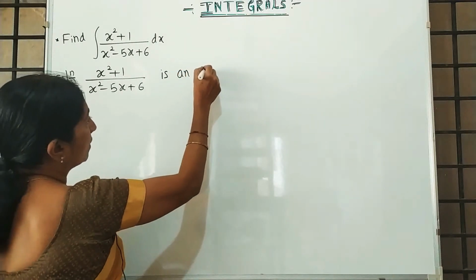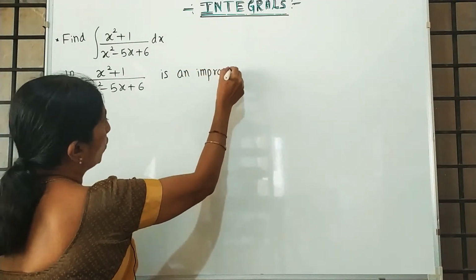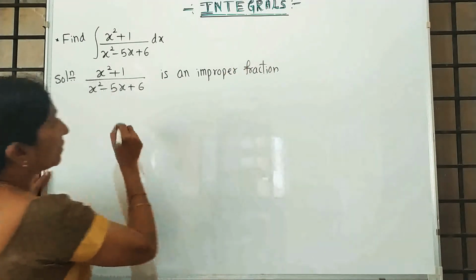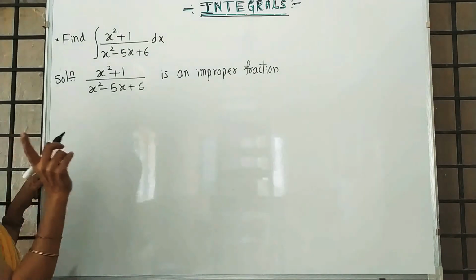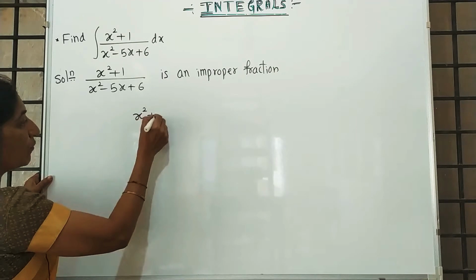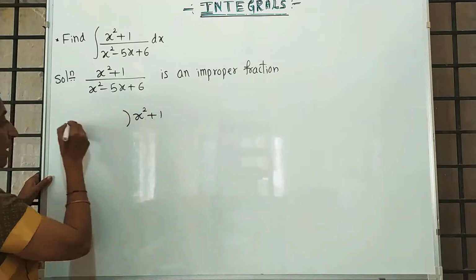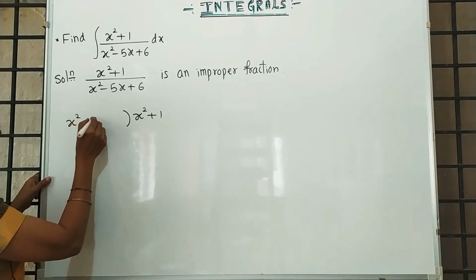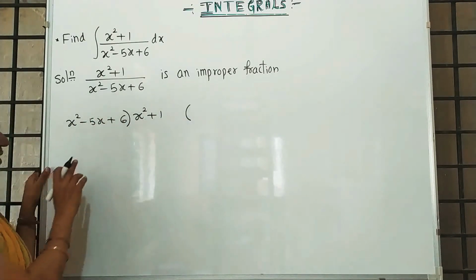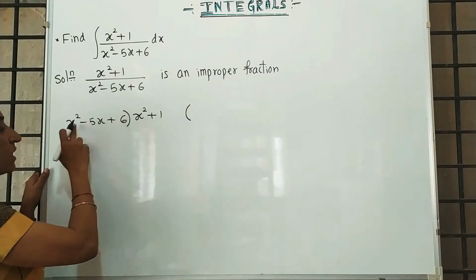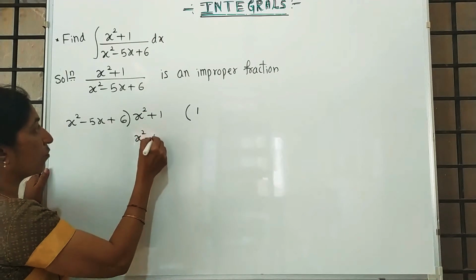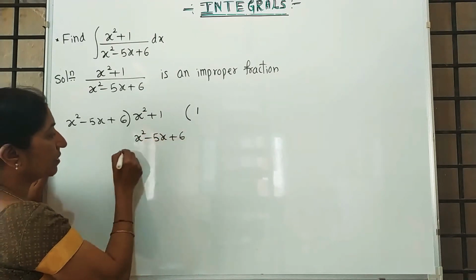It is an improper fraction. Next, first don't apply partial fraction directly. We have to convert this with the help of the division method. Divide the numerator by the denominator. Observe the division properly. Here the x square coefficient is 1, and here the x square coefficient is 1, so it is multiplied with 1. x square minus 5x plus 6.